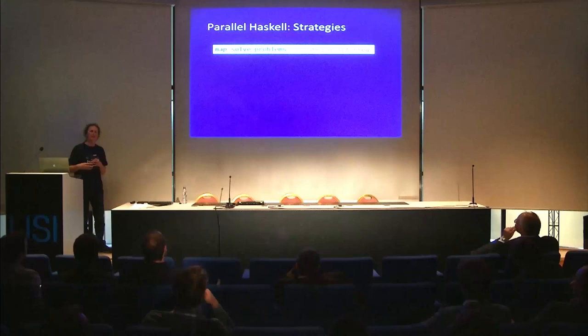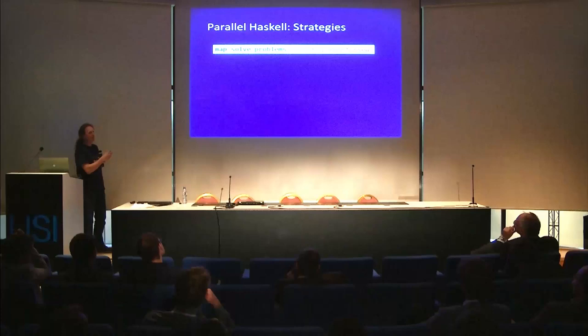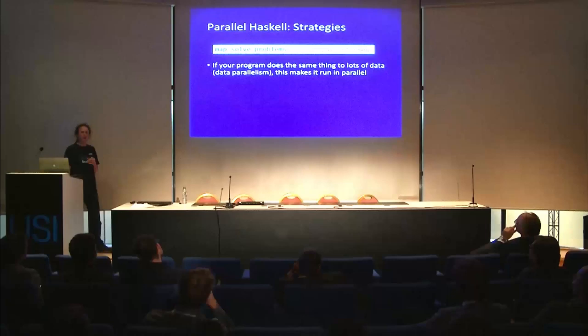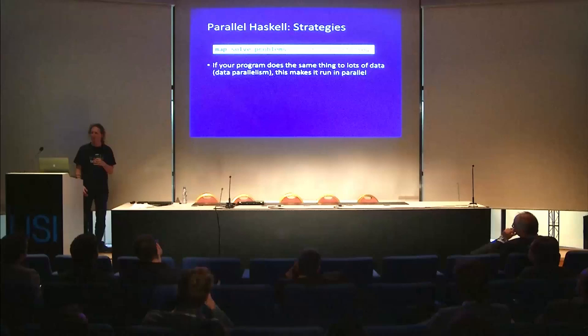So I'm not going to go into detail about how this works, but from a high level, what's going on is that we've got the original expression that describes what to do, and we're adding a strategy that says how to evaluate it in parallel. And you can use this idea on any program that uses a map. So anytime you see a map in a Haskell program, you can do this. You can get parallelism almost for free.